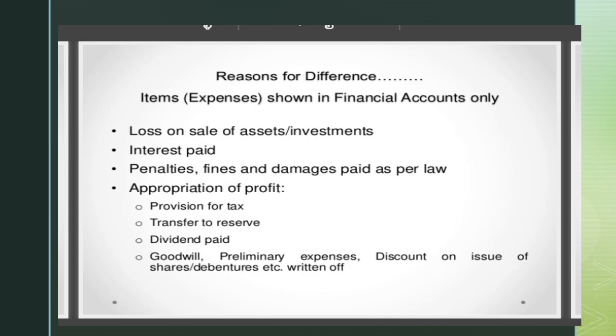Some financial expenditures are shown only in financial accounts but not shown in cost accounts. They are loss on sale of fixed assets, interest paid, discount paid, dividend paid, loss due to scrapping of plant and machineries, penalties and fines, expenses of shares and transfer fees, preliminary expenses written off, etc.